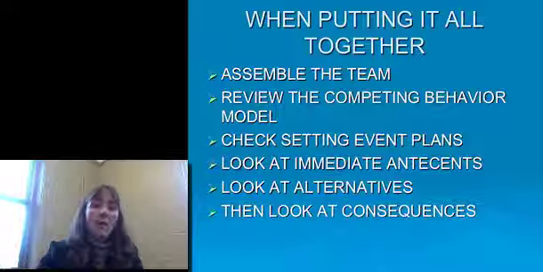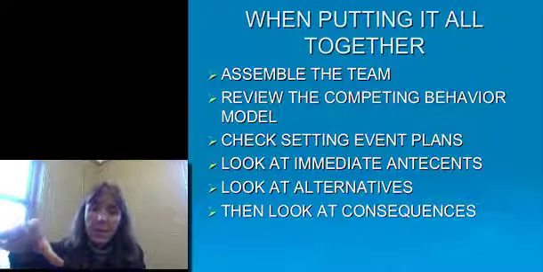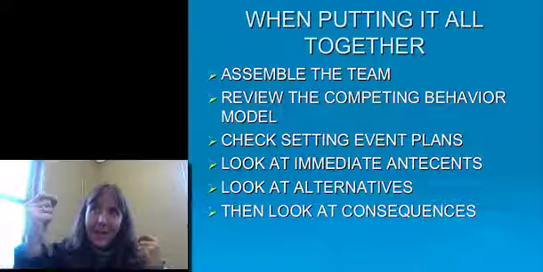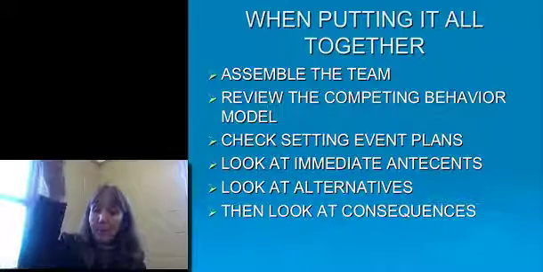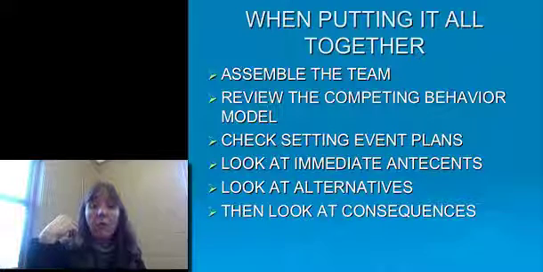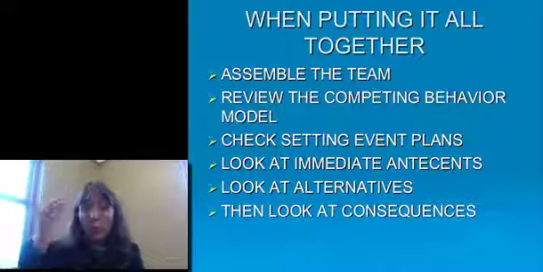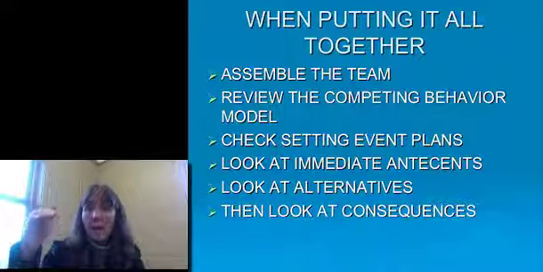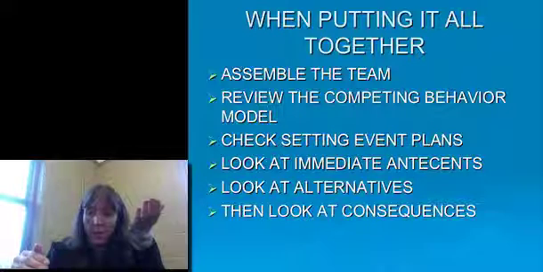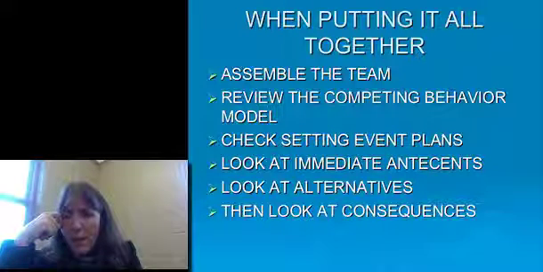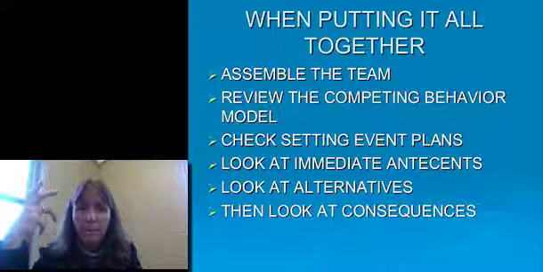So putting all of that together, we're going to assemble the team. We're going to review the competing behavior model. What should they be doing instead? What are we going to build as we try to bring down behavior? Those of you who've taken the ABA course have learned about the fair pair rule. For every target of behavior we have to decrease, we have to have at least one to increase. And so we want to be thinking about what's the competing behavior and how are we going to build it.